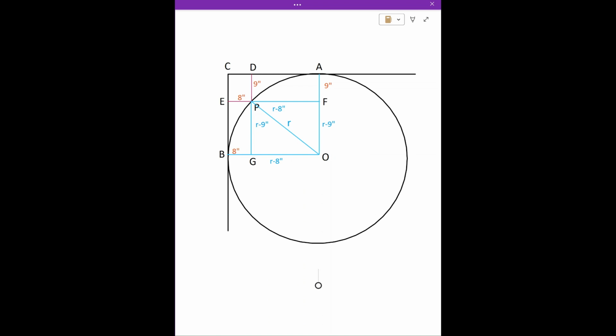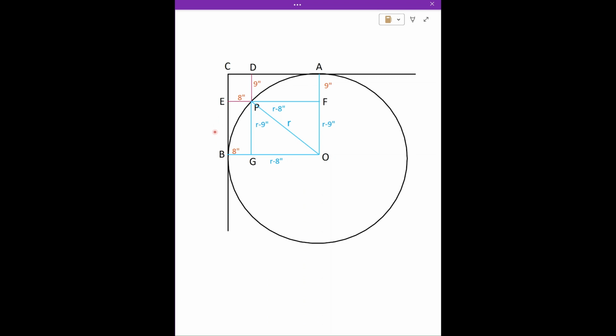In the diagram, the center is at O. The circular table will be tangent to the two sides of the square room at, let us say, point A and point B. The distance PD is 9 inches and the distance EP is 8 inches. P is a point on the circumference of the table, and that is a distance of 9 inches and 8 inches from the two sides of the square room.